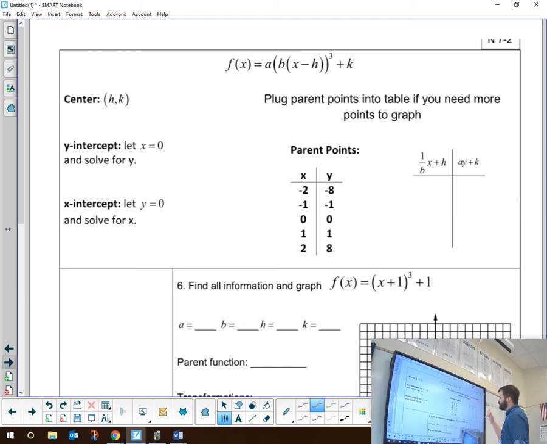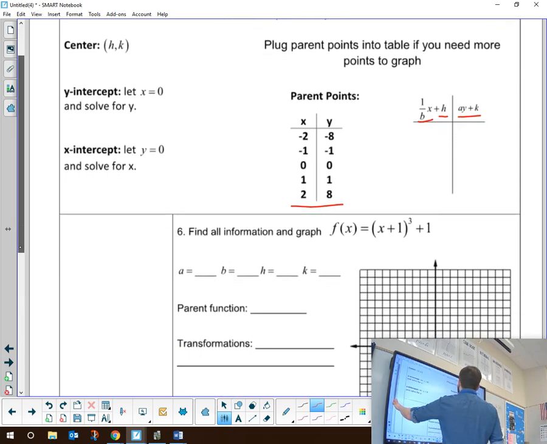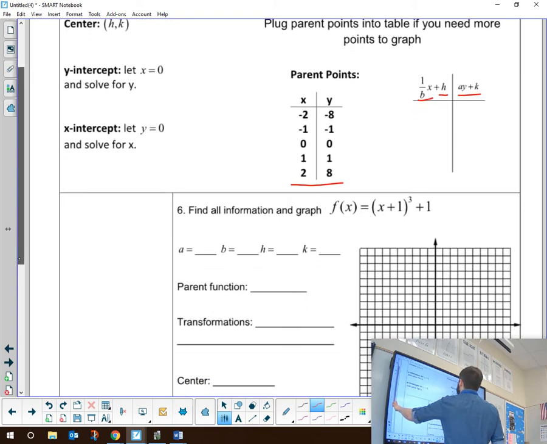Now, as we graph, we're going to be using our parent points right here, and we're going to be changing those points. The x values can be affected by going 1 over b times x plus whatever h is. And my y values can be affected by going a times each y value plus k. So both of these will work out that way. So let's go ahead, let's dive in, and let's take a look here at number 6.